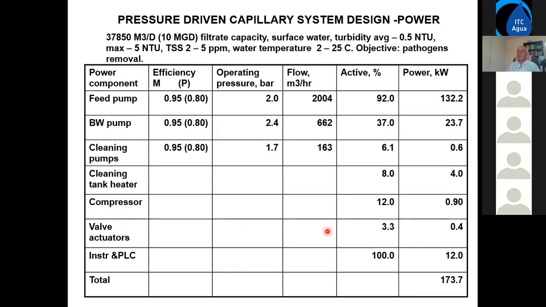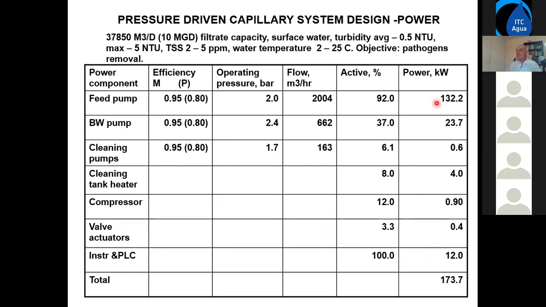Now for the power, we're taking every pump, we have its efficiency, what pressure it will operate at, what flow, and how much time it will be active, what percentage of time. For example, the feed pump will be only active during the production of the filtrate or during the flushing, okay? So it will be 92%, backwash pump 37%, cleaning pump 6.1%, and cleaning-time heater 8%, compressor 12%, valve actuators, and PLC.